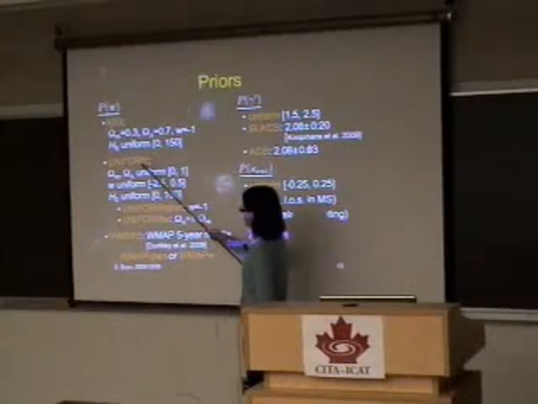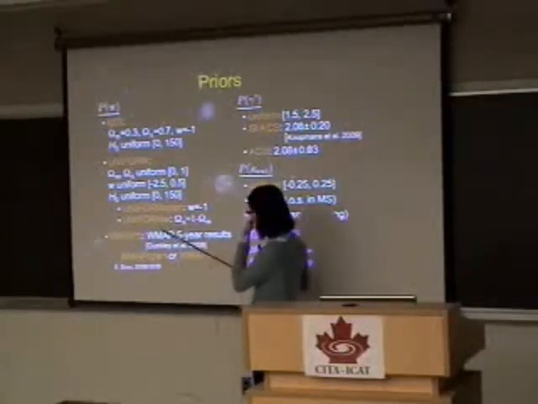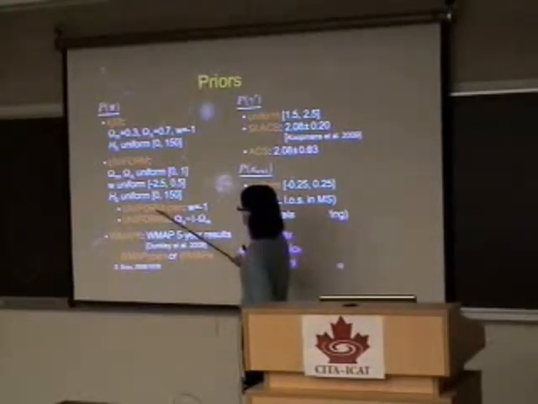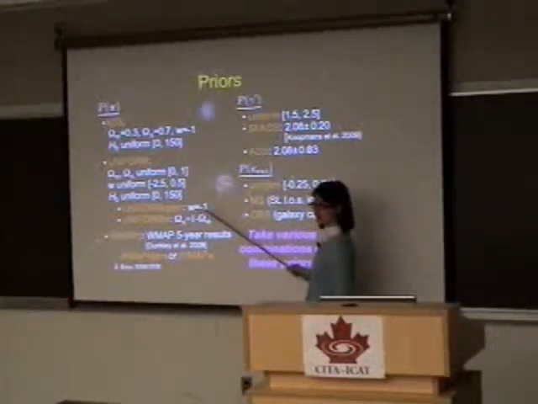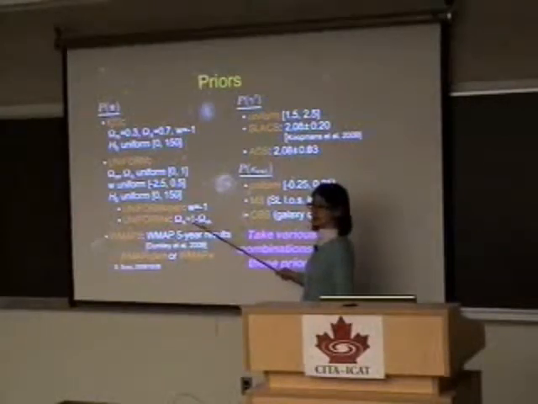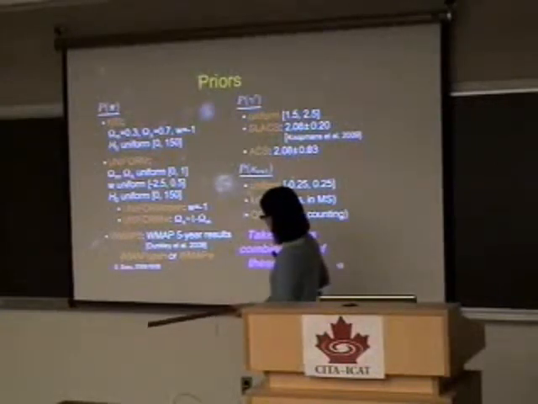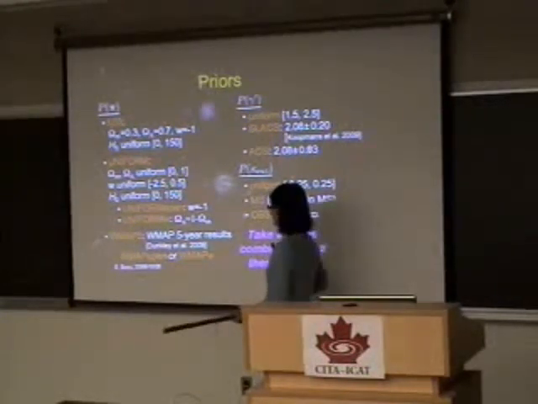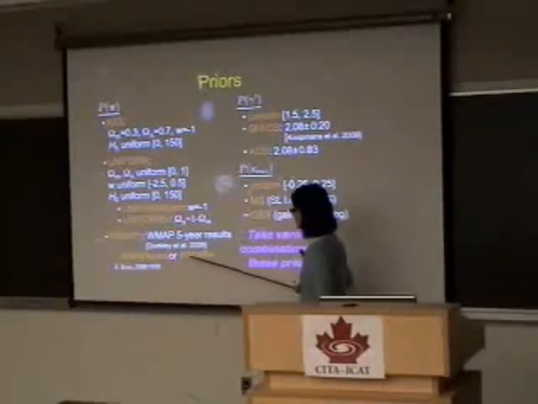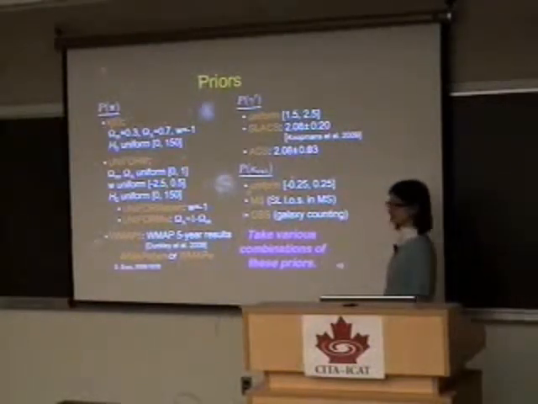The next one is uniform, where all four cosmological parameters are uniform in these ranges. We have two special cases: uniform open, where w is -1, and uniform w, where we assume flatness, so omega lambda is 1 minus omega m. And finally, we have our most informative prior, WMAP5. This is the 5-year WMAP result. We again have two special cases, WMAP open and WMAP w.